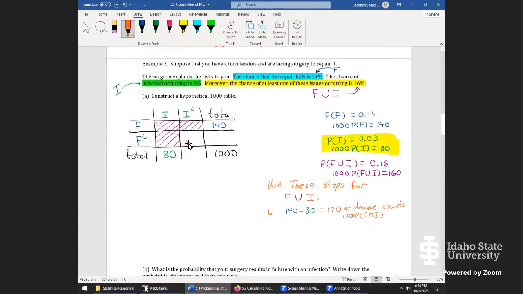Okay, let's go to our next step down below here. I'll say for step 2, although we did it right here, it's kind of nice to just write it down because it's kind of part of the process of how we get to it. All right, 1,000 probability F union I, which came to a count of 160. This one does not double count. So if it didn't double count, we'll take the larger value of 170.